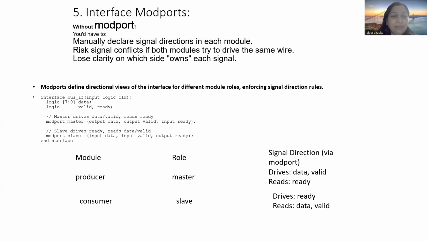See here, I have a mod port. I have an interface by name bus_if. So bus_if is the interface. And what are the things bundled in the interface? There is a data, which is an 8-bit data bundled, and valid and ready. Correct? So these are bundled. So we have endinterface here.